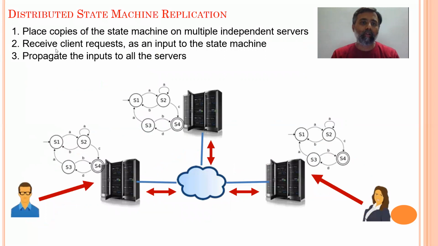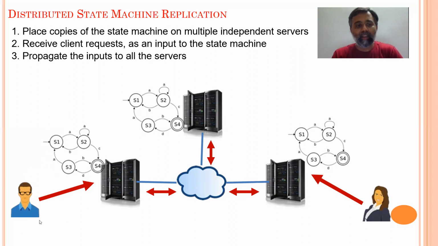Now, a distributed state machine replication model, the steps I'm going to discuss here. The idea is that for the state machine model, we may have copies at each node. So place copies of the state machine on multiple independent servers.